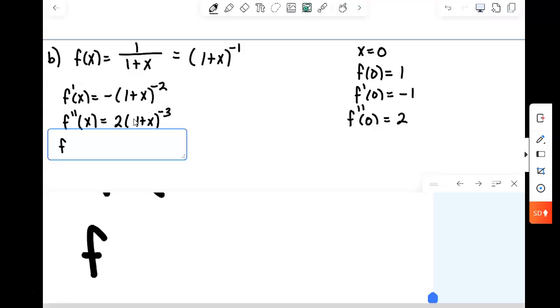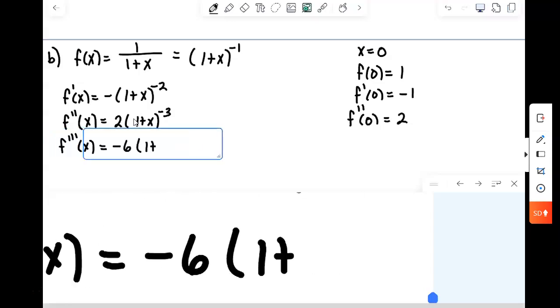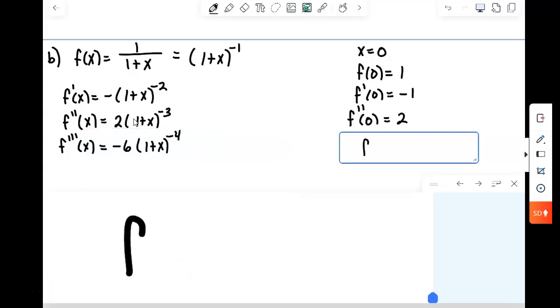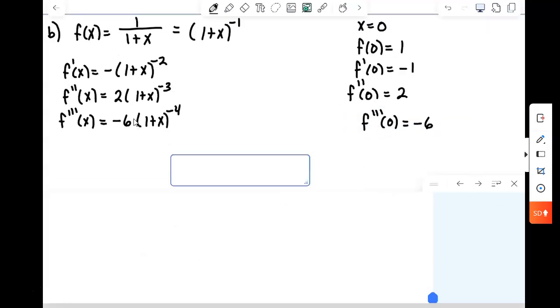And we keep going. A couple more derivatives here. Triple prime, we would multiply by 3. That would be minus 6. 1 plus x to the minus fourth. If we evaluate triple prime at 0, that would just be a minus 6.